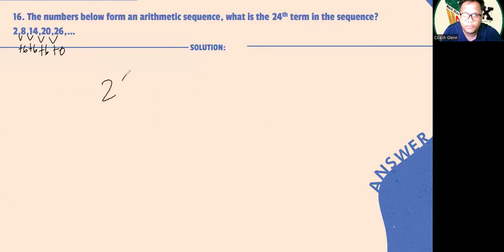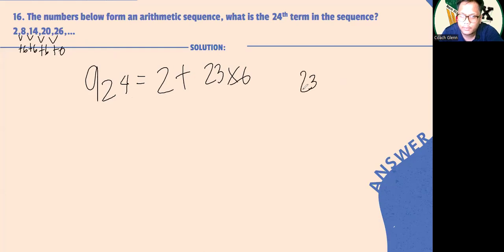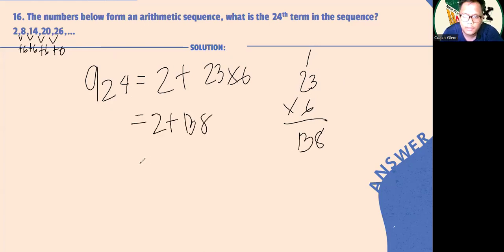So since we're looking for the 24th term, that's also called a sub 24. So all we need to do is add 6 23 times from the first term, okay? So our first term is 2, and then we need 23 times 6 to reach 24, okay? Because from first term to 24th term, that's a total of 23 terms added. So first, let's solve 23 times 6. 6 times 3 is 18, carry 1. 6 times 2 is 12, plus 1, that's 13. So that's equal to 2 plus 138, so that's equal to 140. So final value for a sub 24 should be 140.